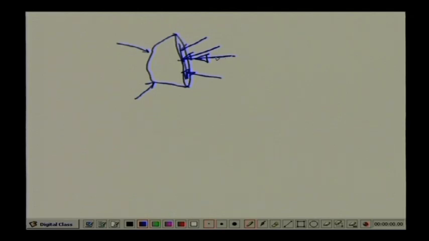The component which is acting normal to this particular cross section is normally known as the normal stress. So, the normal stress is the normal component, or perpendicular to the particular section.